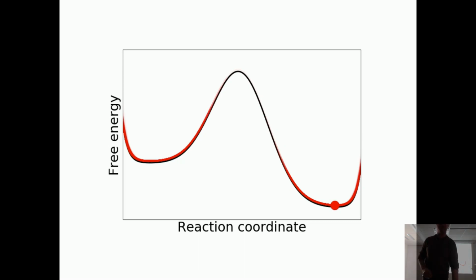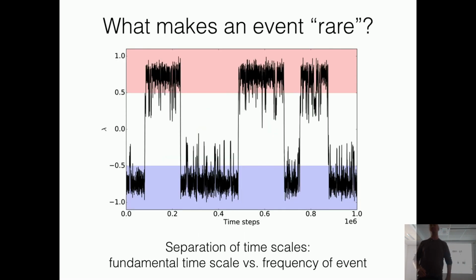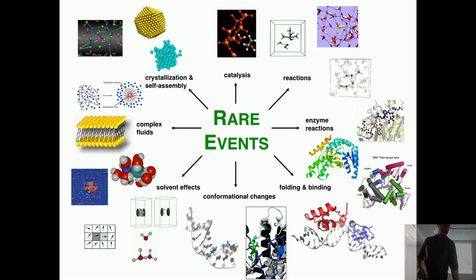And that's fundamentally the problem of rare events. What is it that makes an event rare? It's a separation of timescales. We have a timescale that we need to do our dynamics versus the frequency of the event, how long it takes for the event to occur on average.